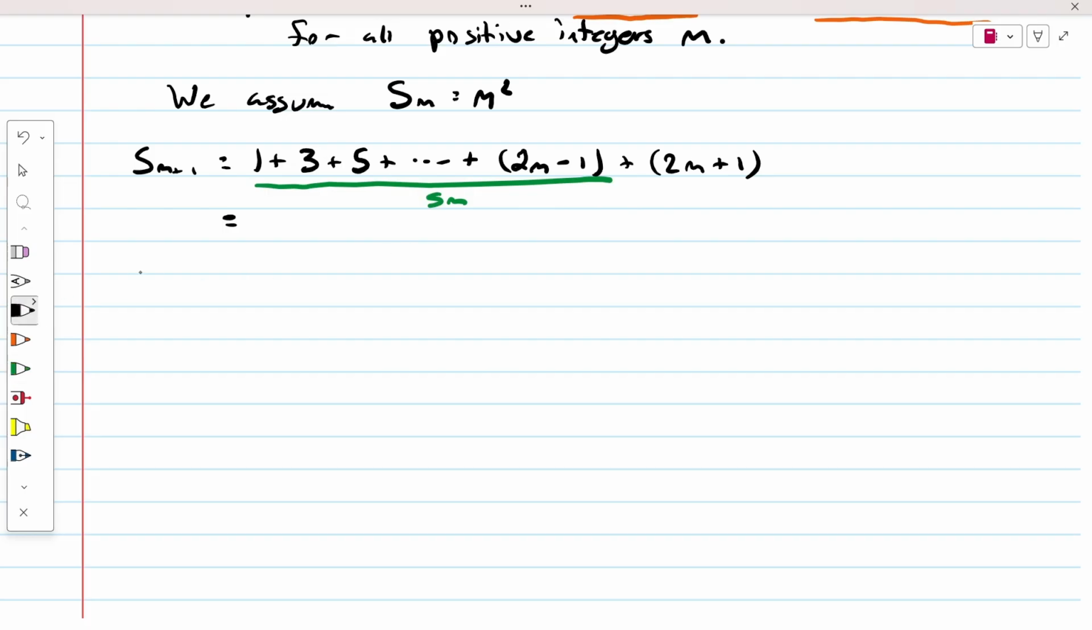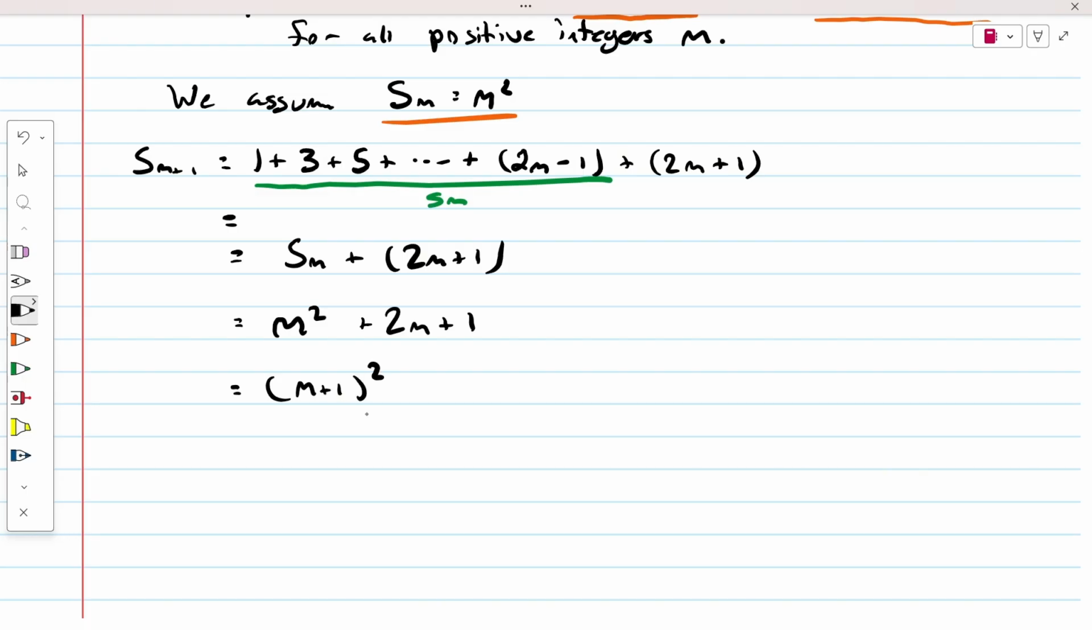So now we can plug in S of m here, and we get that this equals S of m plus 2m plus 1. But we assumed in our inductive hypothesis that S of m equals m squared. So now we can substitute m squared in, still plus this 2m plus 1. And now this just factors into m plus 1 squared. And that's exactly what we wanted to show, that when S of m equals m squared, S of m plus 1 equals m plus 1 squared. So this proves the inductive step.